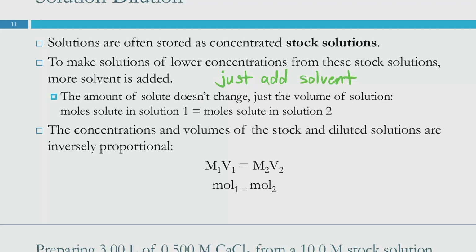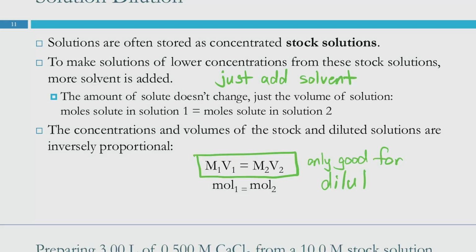So we've got this equation that is good for solution dilution, and that's the only thing that it's good for. This one, this M1V1 equals M2V2. Don't use this for anything other than diluting. Only good for diluting. That's all it's good for. That's the only thing that you should ever use M1V1 equals M2V2 for.